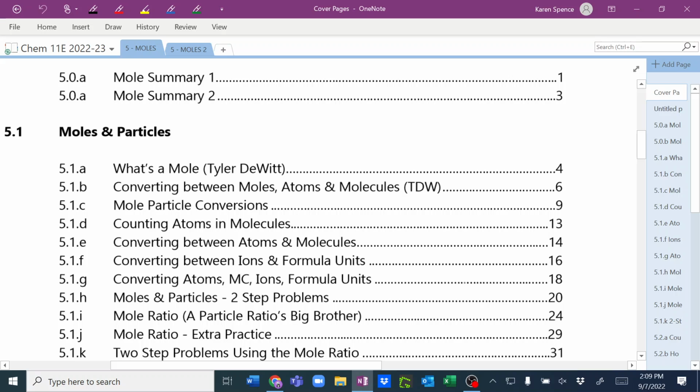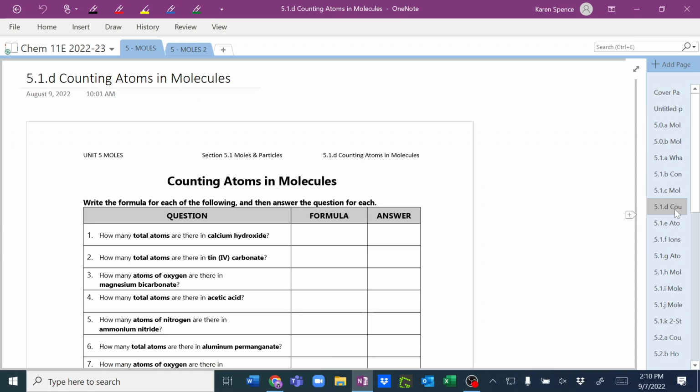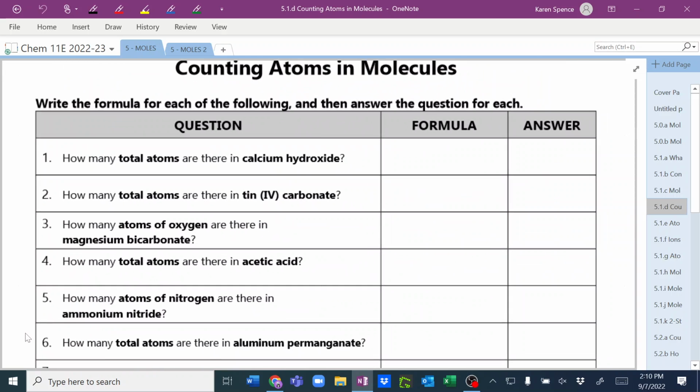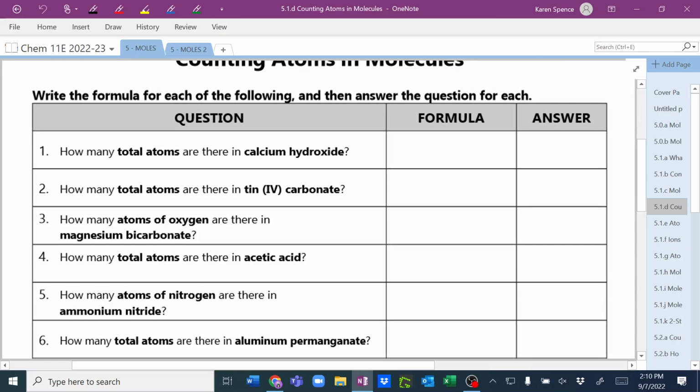So we are actually going to go to 5.1D, which is on page 13, because I promised you little reviews of things that you did over the summer. Now, writing formulas is something you've done in grade 9 and in grade 10. So hopefully this should be easy.